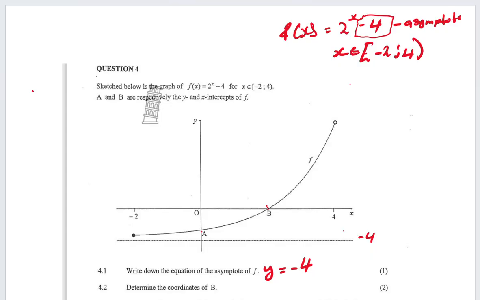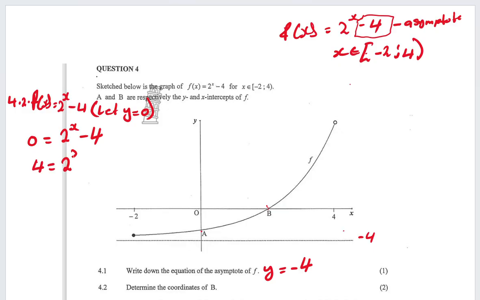4.2. Your equation, first of all, f of x is equal to 2 to the power x minus 4. And then you let y equal 0, or let f of x equal 0. Where there's f of x, we put 0 is equal to 2 to the power x minus 4. And then you're going to transpose this negative 4 to the other side. You're going to have 4 is equal to 2 to the power x, because when you transpose it, it will change the sign.